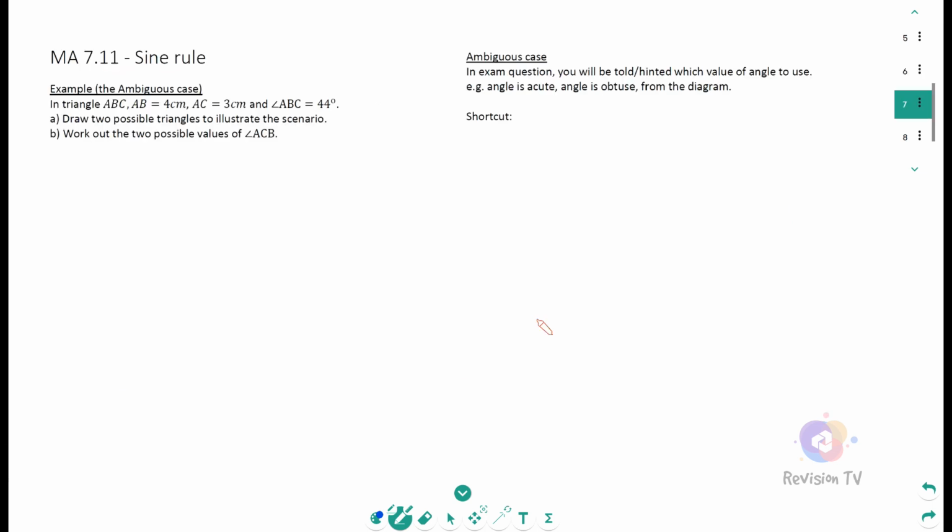Next one, we talk about the ambiguous case. It's like dishes in the kitchen, who washes it? You don't want a clear rule to say who washes it. So you can pass on the responsibility to your siblings to wash them.